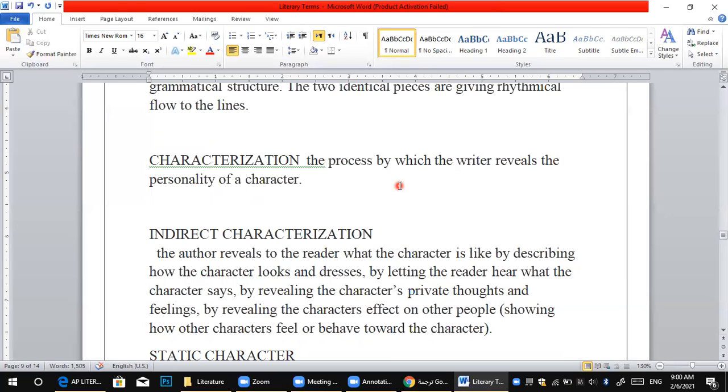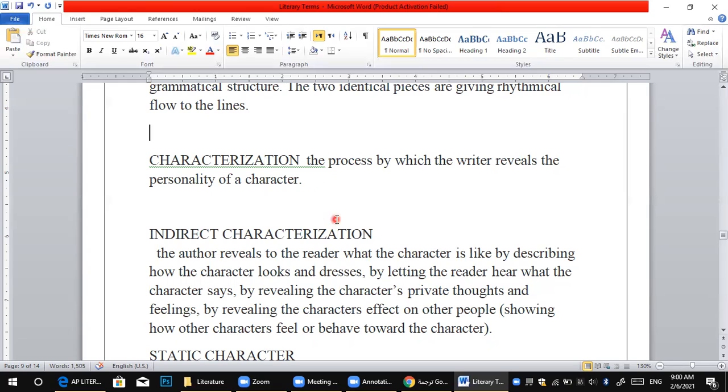For example, Macbeth. Here, in William Shakespeare, he tries to reveal to you as a reader what the characters are like: Macbeth, Lady Macbeth, Macduff, and Banquo. You have to know about the characters. That's called characterization. We have many kinds of characterization.